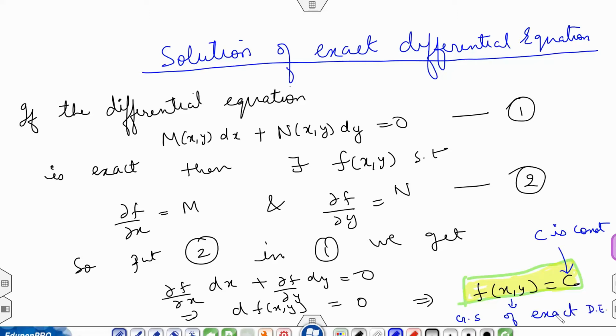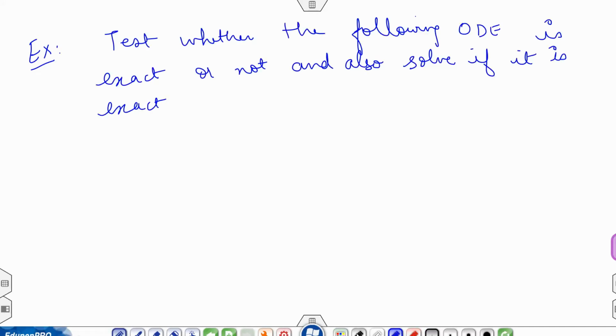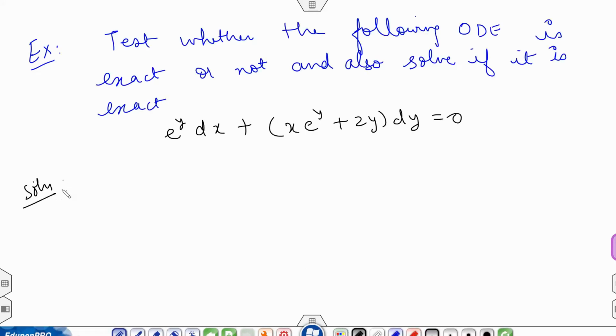Okay, so now let's solve a few questions on this. We want to find the solution of the exact differential equation. So how can we find this function f? This is a function f, and this will be the solution. So how can we find out this f, let's see. I'll write: test whether the following ordinary differential equation is exact or not, and also solve it if it is exact. So this is the differential equation.